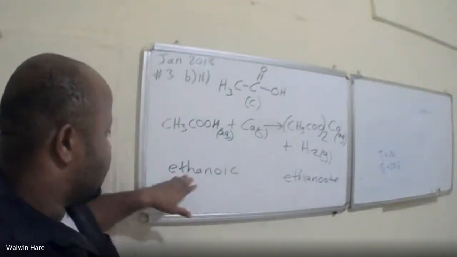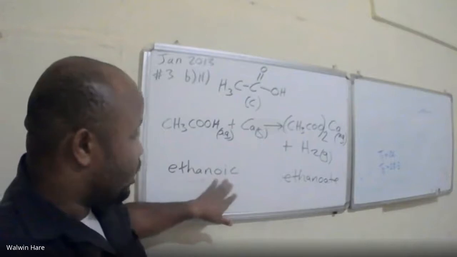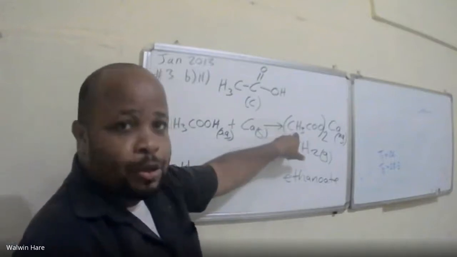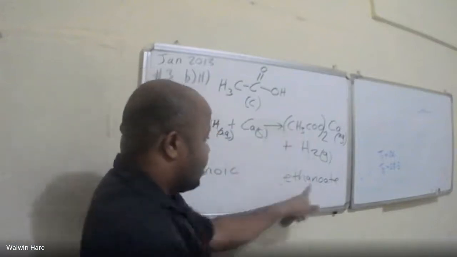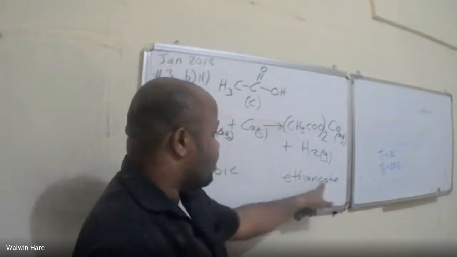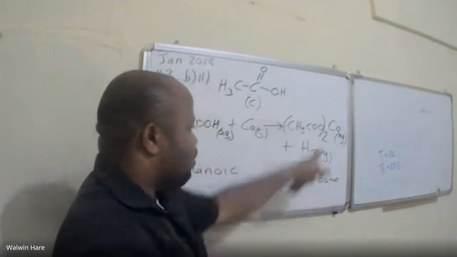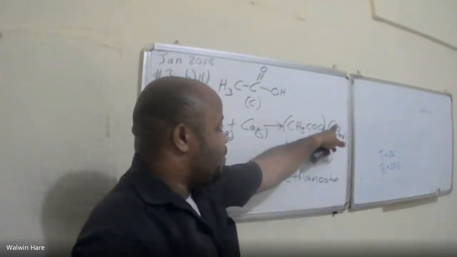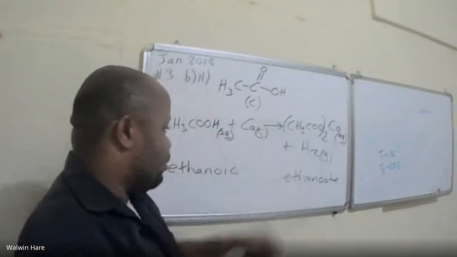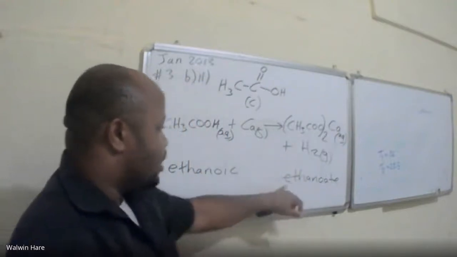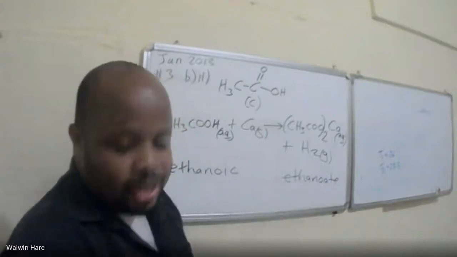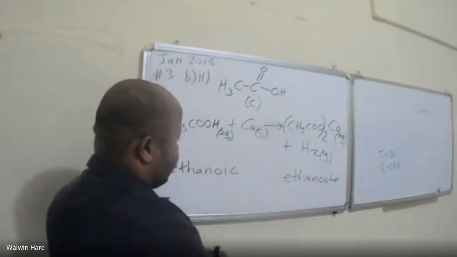When it's the acid, it ends in anoic. But when the salt is produced, it ends in anoate. So it's ethanoate, and you put the name of the metal in front. So it is calcium ethanoate. That's the name of the salt.